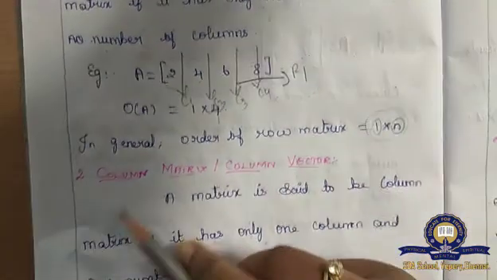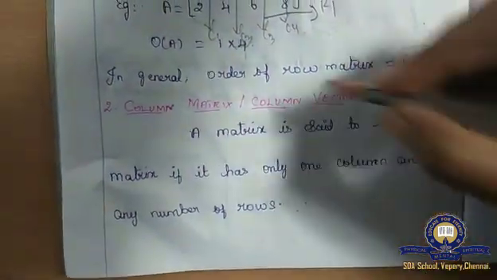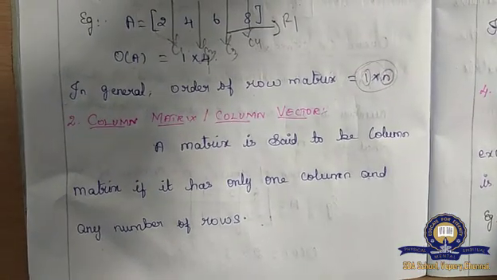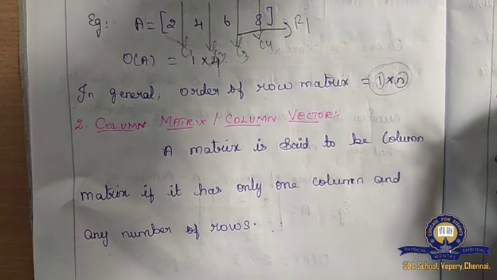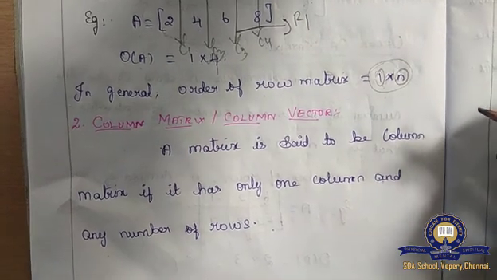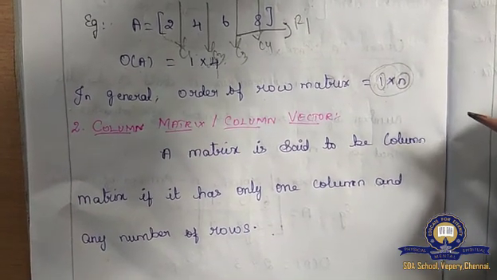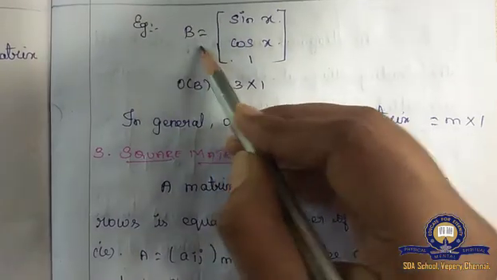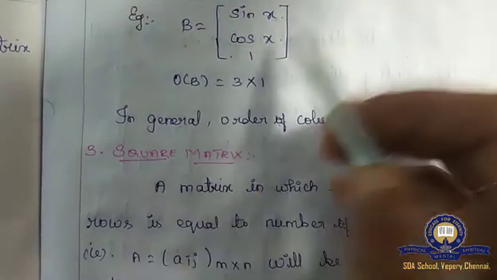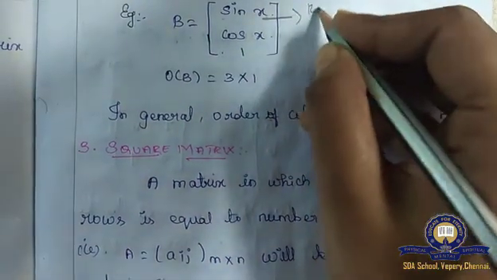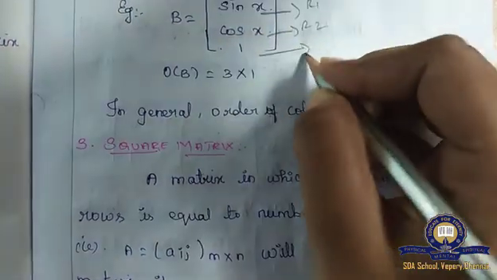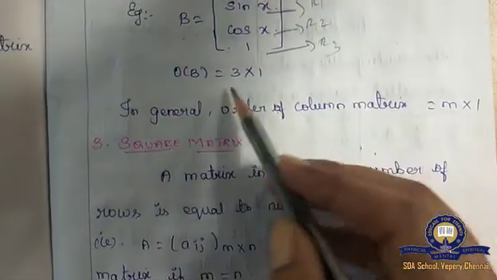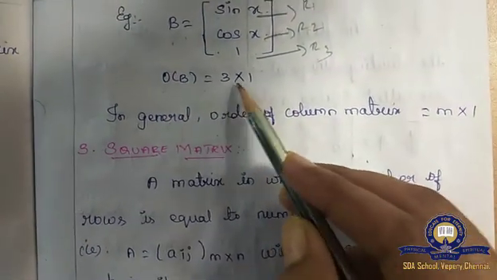Now let's move on to the column matrix, which is also known as a column vector. In a row matrix, how many rows should we have? Only one row, right? Meanwhile, in a column matrix, we should have only one column and n number of rows. For example, B is equal to sin x, cos x and 1. How many rows do we have here? R1, R2, R3. And how many columns? Only one column, right? So the order of B is 3 cross 1.